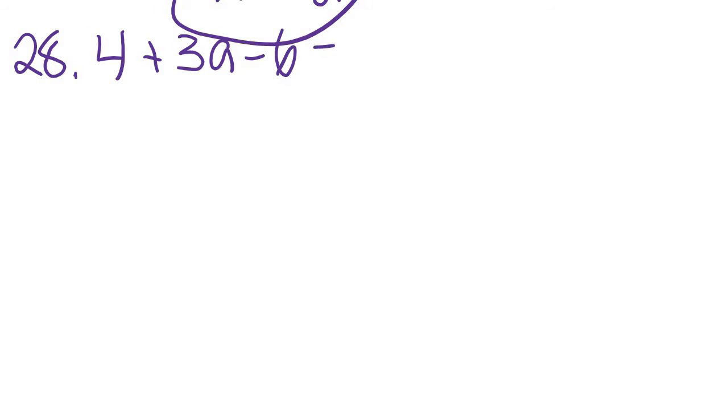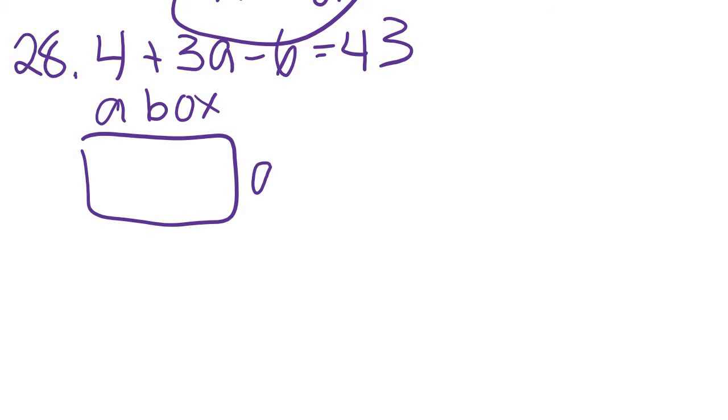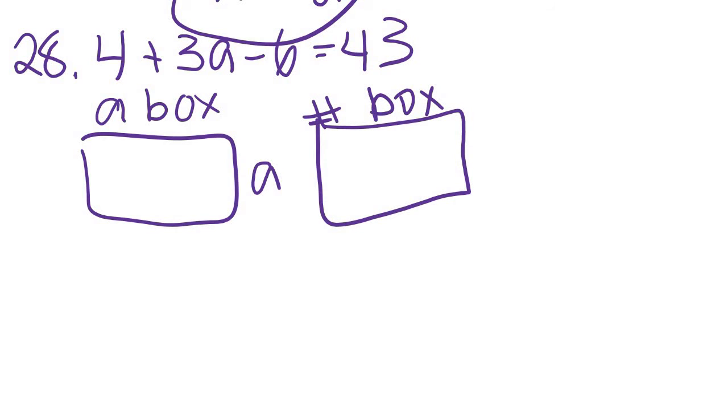All right, so let's see, 28. 4 plus 3a minus 6 is equal to 43. There's a lot happening over here, friends, and it makes me uncomfortable. Let's try and clean up this room a little bit. So we got stuff with A's and stuff without A's. So I'm going to put my A box right here. Put a little A outside. And I'm going to put my number box. That's for numbers that don't have an A. They're just hanging out by themselves.